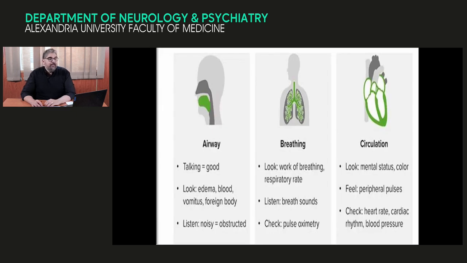This is the typical measures for airway, breathing, and circulation. We should check for the airway if the patient is talking perfectly or not. If there is any noisy sounds of breathing, it means that the patient may be obstructed and having difficulty in getting inspiration. If there is any foreign body, any aspiration, any edema, any blood, any vomitus, all these items should be checked to maintain the airway.